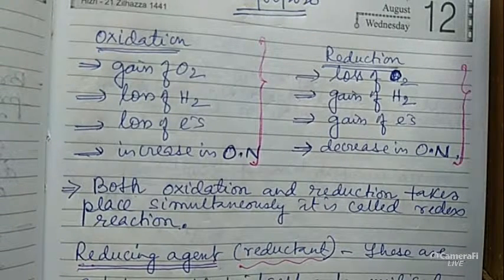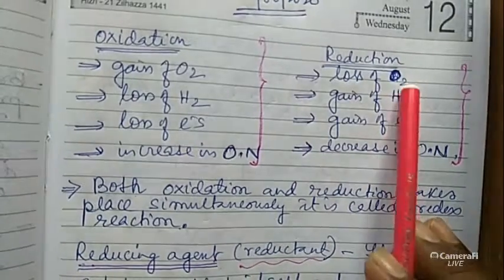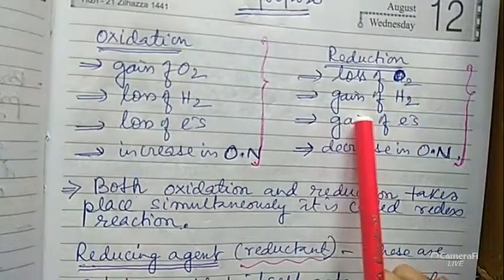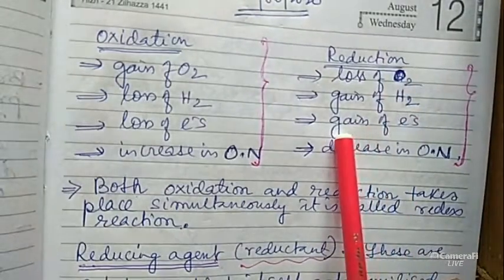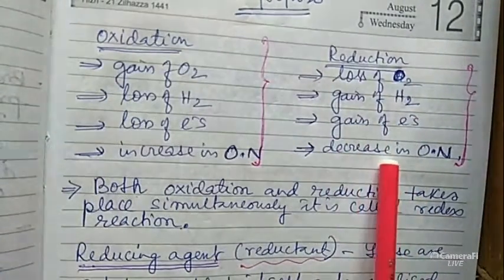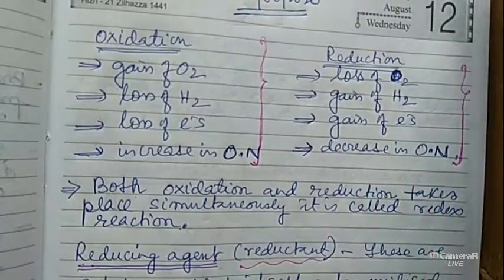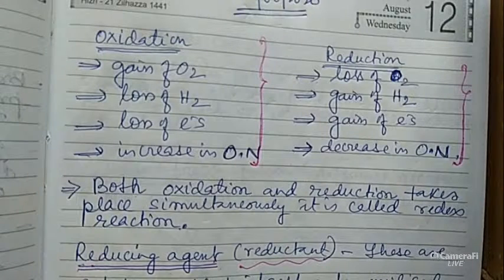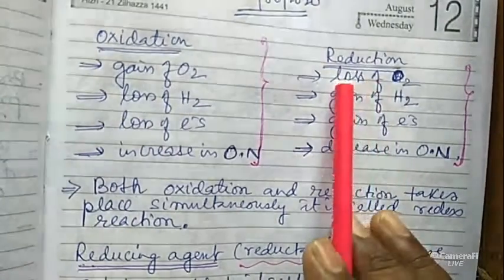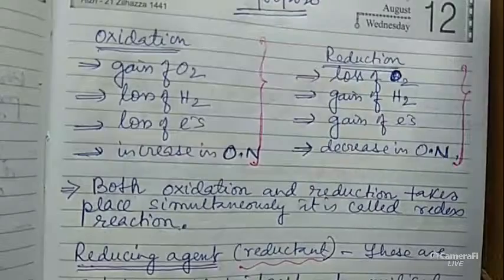Now, what is reduction? Reduction is a process where there is gain of electrons, where there is gain of hydrogen, or there is a decrease in the oxidation number. If I summarize what is oxidation, what is reduction, we can discuss it like this: oxidation means gain of oxygen, loss of hydrogen, loss of electrons, and reduction is exactly the opposite of oxidation.